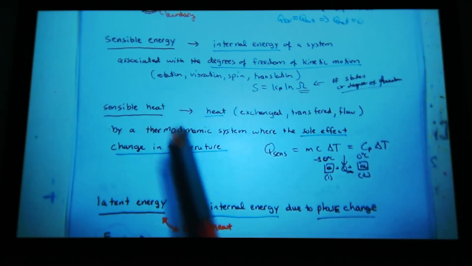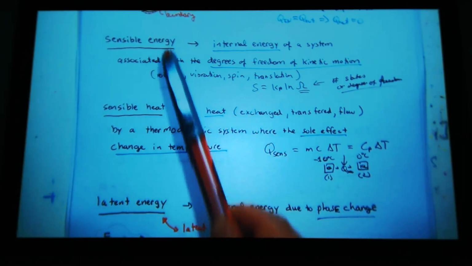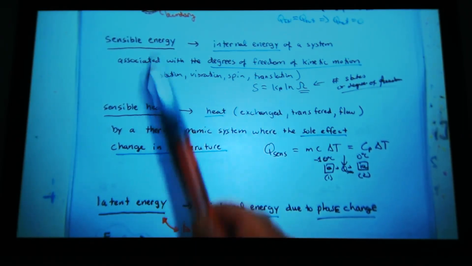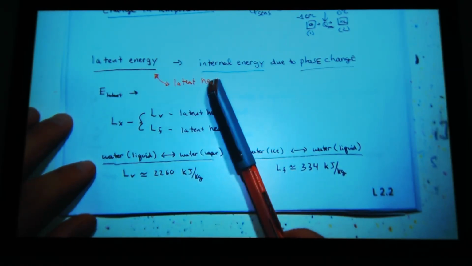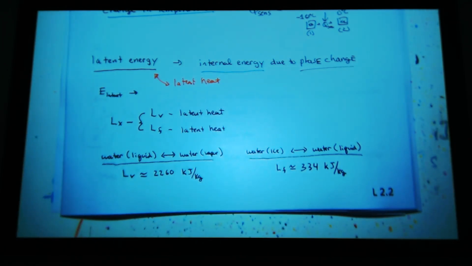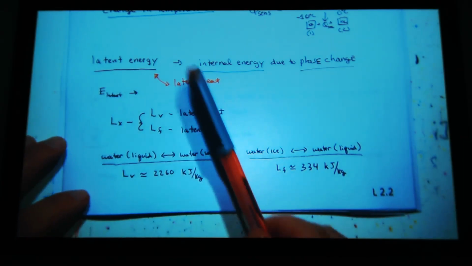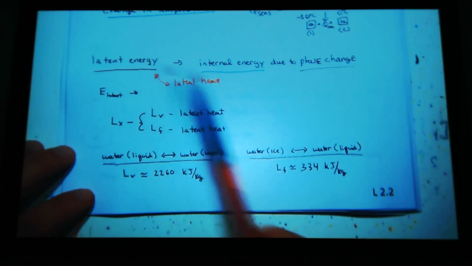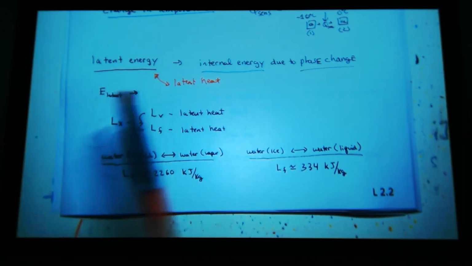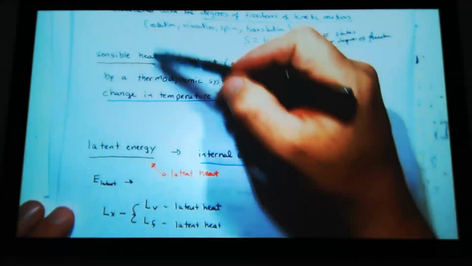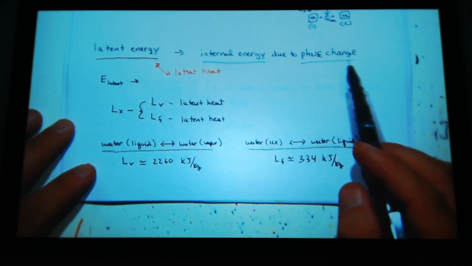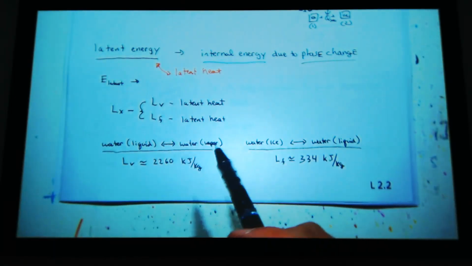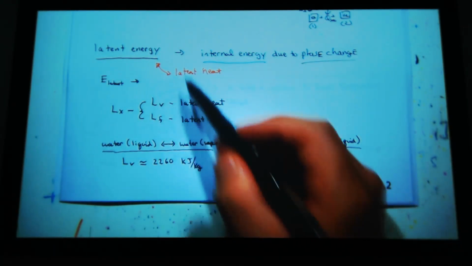So here, unlike sensible energy and sensible heat, I can exchange the terms energy and heat. Sensible, I cannot exchange the terms energy and heat; they have different meanings. Latent energy, I can exchange energy and heat. Heat is a form of energy, and in this case, they end up being equal. Here they're coupled. Here they're equivalent. So the internal energy due to phase change. It's usually done that way.